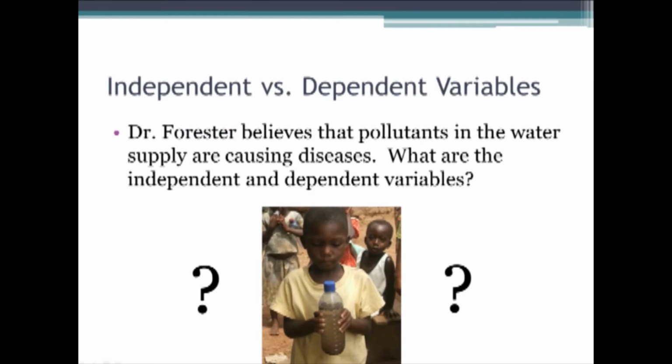Okay, let's say that Dr. Forrester believes that pollutants in the water supply are causing disease. So what are the independent variables? Well, independent variables cause some sort of outcome, causing the dependent variable. So in this case, if the pollutants in the water are causing disease, the pollutants would be the independent variable, and disease will be the dependent variable, sometimes also called the outcome variable. The independent variable is sometimes called the predictor variable. Those terms are maybe a little more intuitive. So the predictor and the outcome are the independent and the dependent variable.